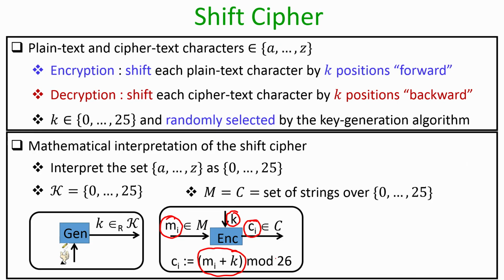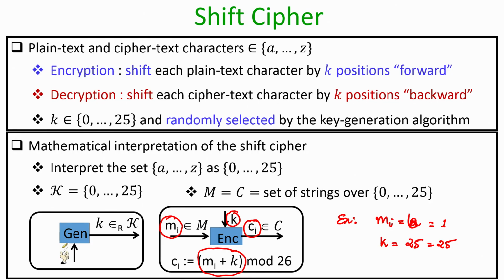Now, this operation modulo 26 ensures that we wrap around if we go beyond the value 25. What I mean by this is, for example, if the ith plain text character m_i is, say, b, and the value of k is 25, then b gets mapped to 1, and if I add 25 to 1, I will be crossing the range of values that is allowed for the ciphertext characters, namely 0 to 25.